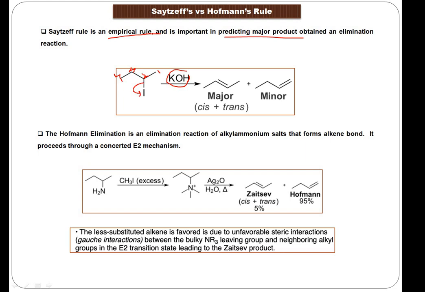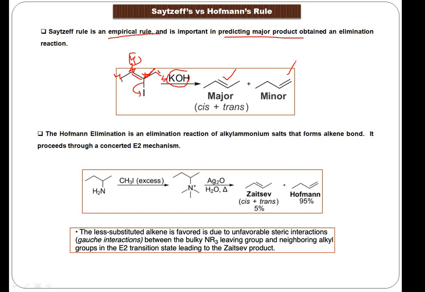Now this carbon will get a positive charge. This positive charge can be stabilized by the removal of hydrogen from this carbon or removal of hydrogen from this carbon. So now there are two possibilities. If this hydrogen gets removed, we'll get a double bond here, and the product formed is this one. In the other way, if this hydrogen gets removed, then the double bond comes here.